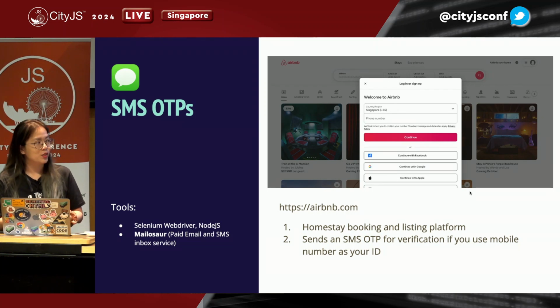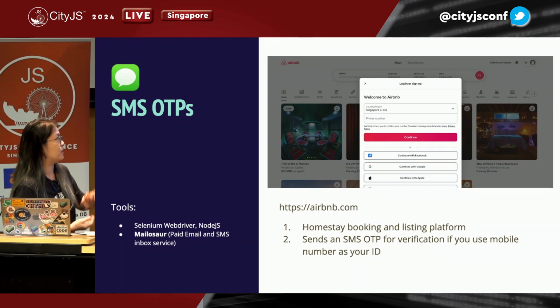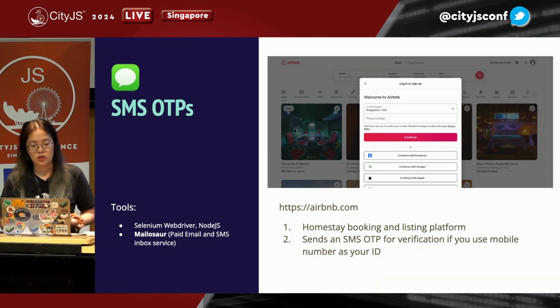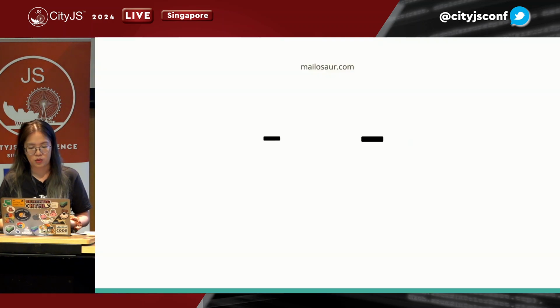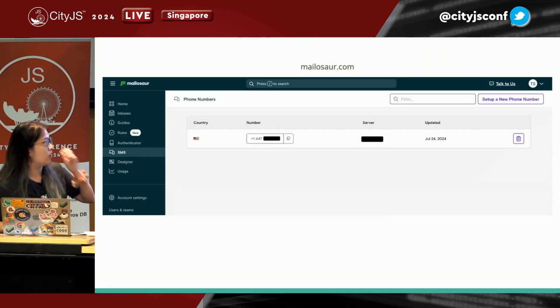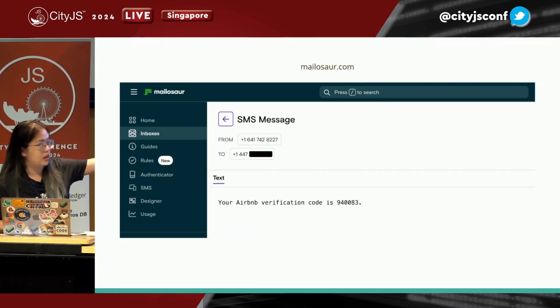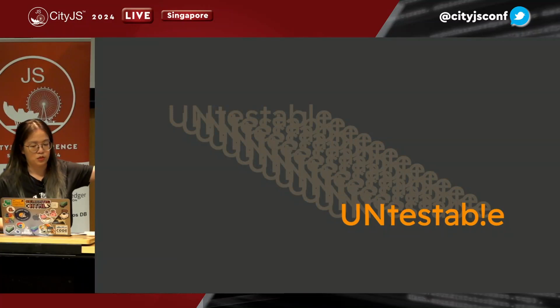To do this, we are going to use MailerSend, which also provides email testing, but more importantly, they have an SMS inbox for you. Once you have a MailerSend account, you can set up a new phone number. For me, I have gotten a US phone number from them. And here's my Airbnb verification code once we receive it, which is really simple to use.